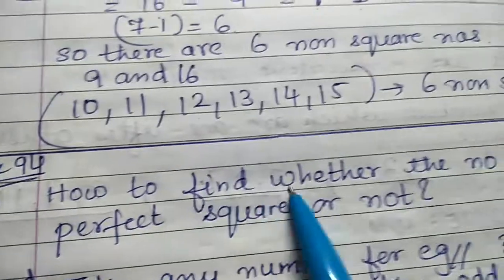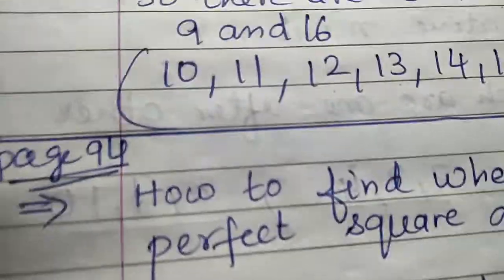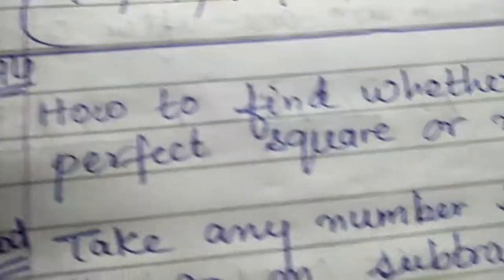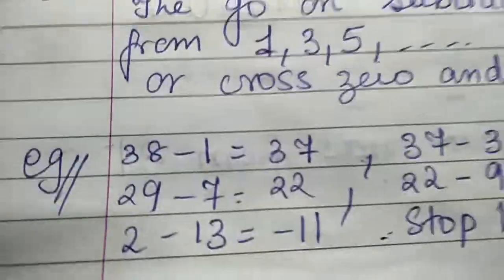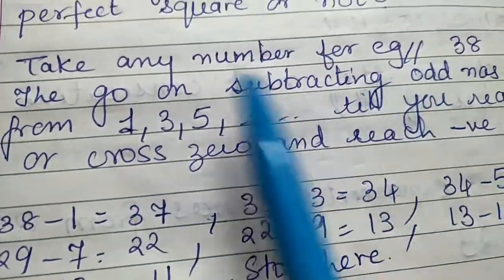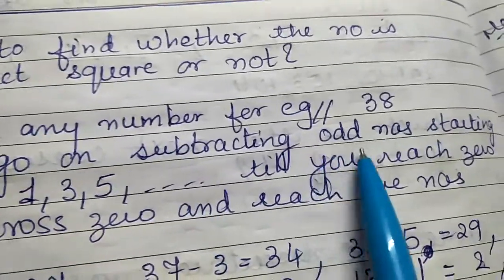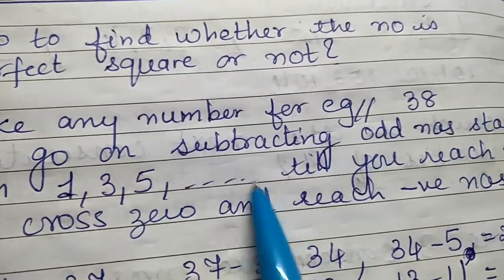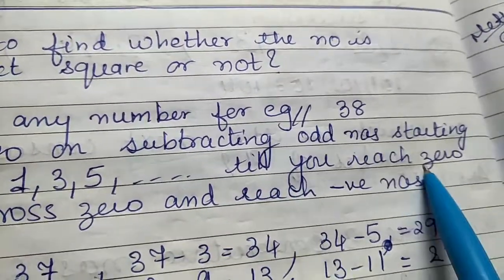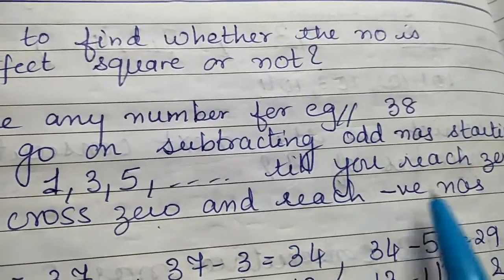Now next, how to find out whether a number is a perfect square or not. How can you find out that this number is a perfect square or not? So there is another method. Take any number, suppose you are taking 38, then go on subtracting the odd numbers starting from 1, then 3, then 5 and so on until you reach 0, or you cross 0 and reach a negative number.